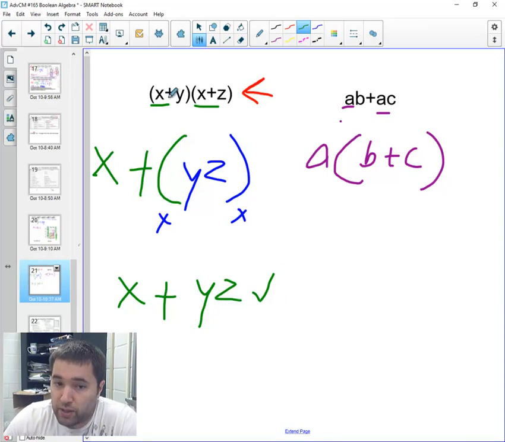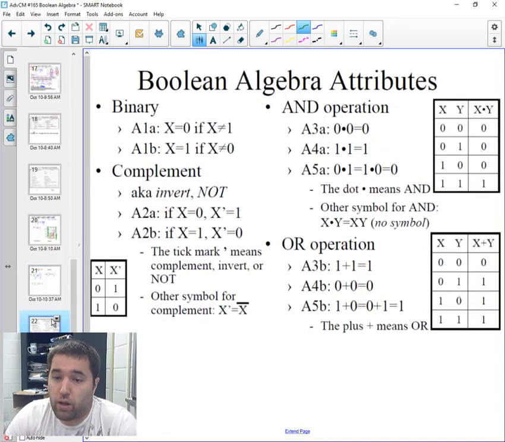But realize this distribution doesn't look right to most of you. It shouldn't look right, but it is right. Because this is not addition, this is or, this is not multiplication, it's and. So over here you would need parentheses. Over here you don't, because there's no order there.